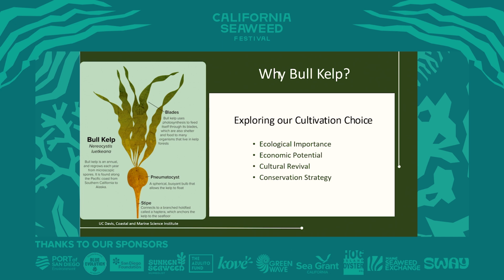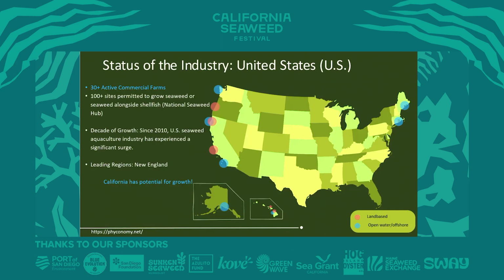But how do we come back to the commercial perspective within the US and specifically in California with bull kelp? In terms of the status of the industry within the US, we're emerging, but in California specifically, we're still considered underdeveloped. The blue dots indicate the open water offshore farms currently located within those regions, along with the orange on the side indicating the land-based.